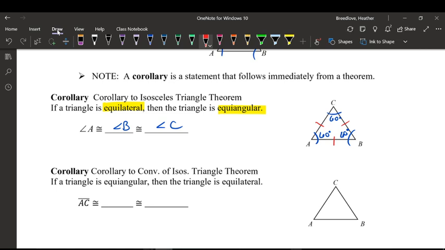And then the corollary to the converse of the isosceles, again, we're just saying it backwards. If you know all the angles are the same, we could conclude that the sides are the same. Here, if we know all the sides are the same, we can conclude that the angles are the same. So if AC is congruent to BC, is congruent to AB, so all three sides are the same, then we can make the conclusion that all three angles are 60 degrees.